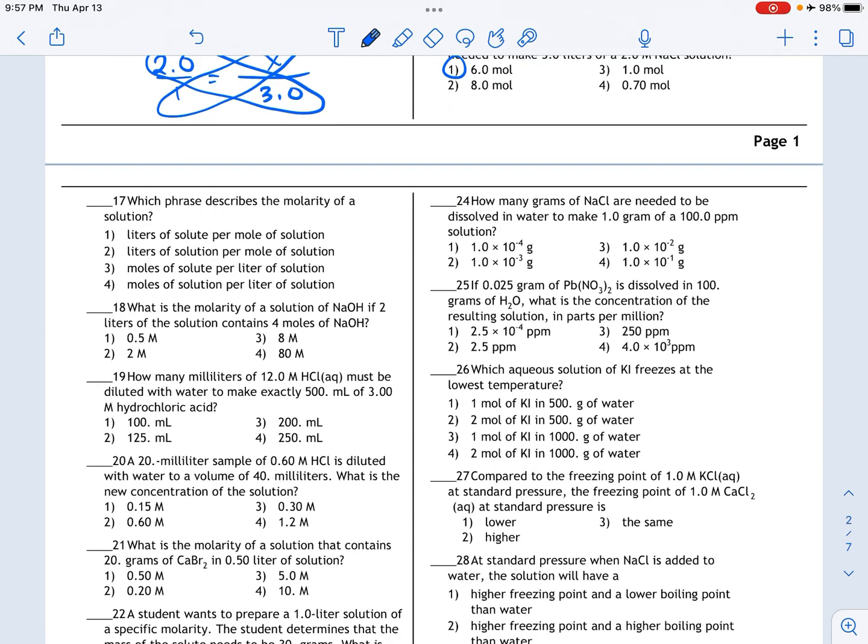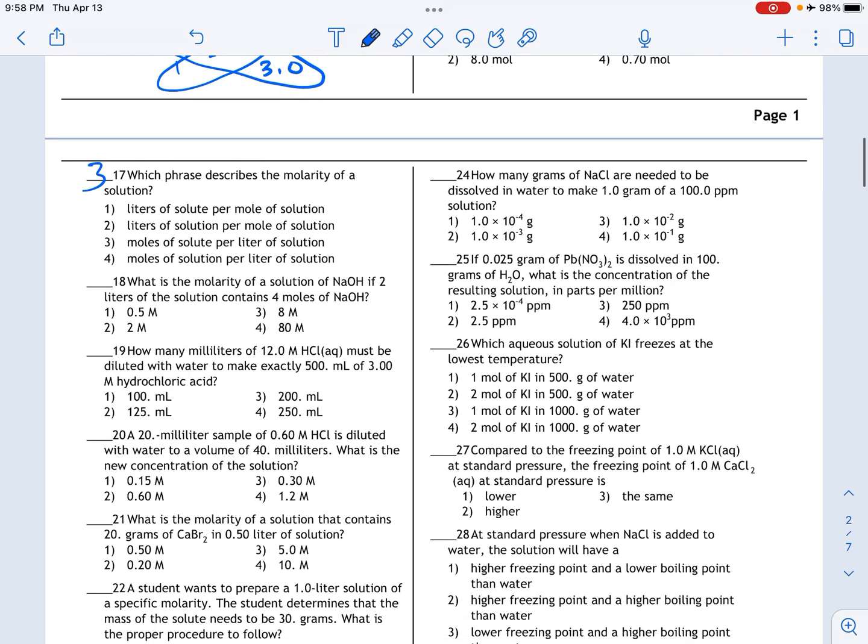Which phrase describes the molarity of a solution? We just saw this. Moles of solute per liters of solution. Number 18. What is the molarity of a solution if 2 liters contains 4 moles? Molarity equals 4 moles over 2 liters. So 4 divided by 2 is 2.